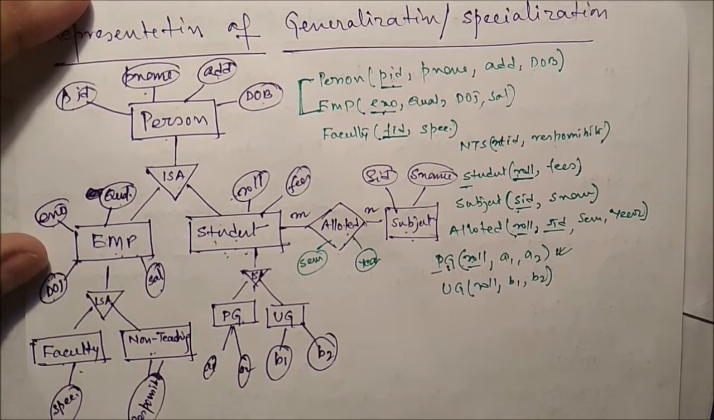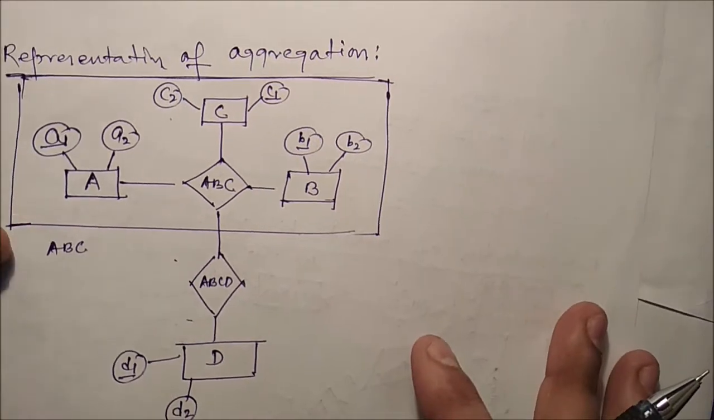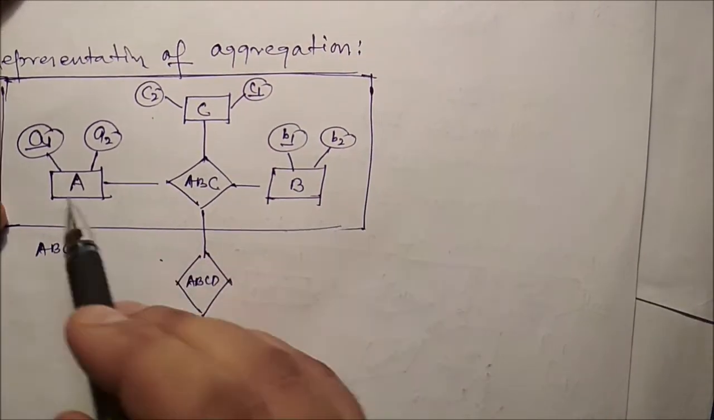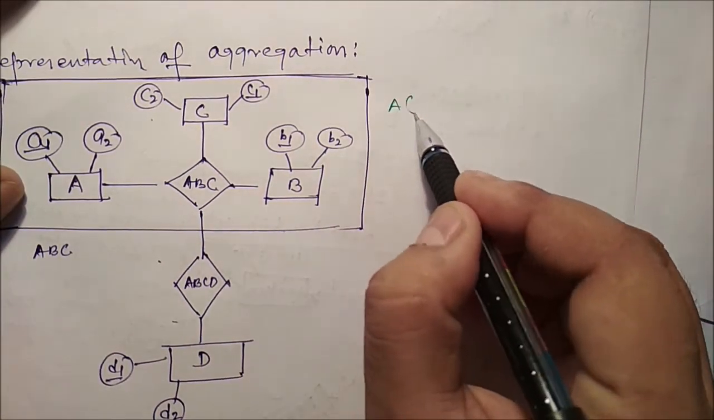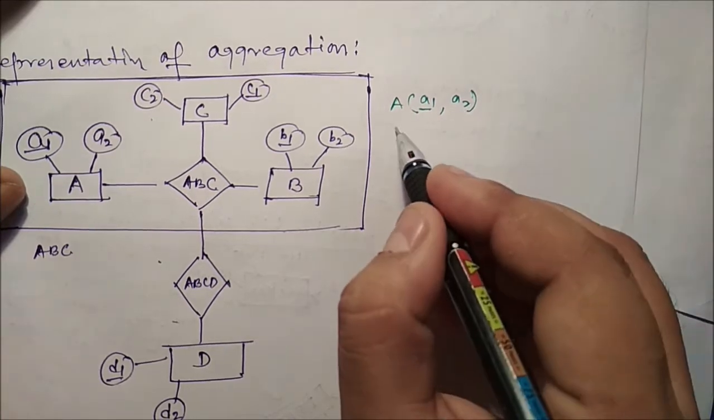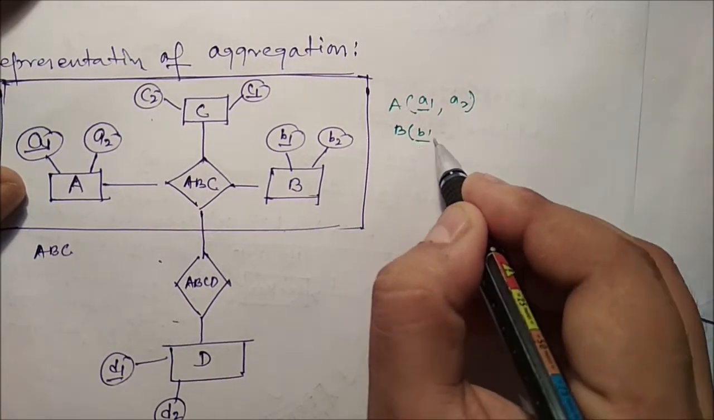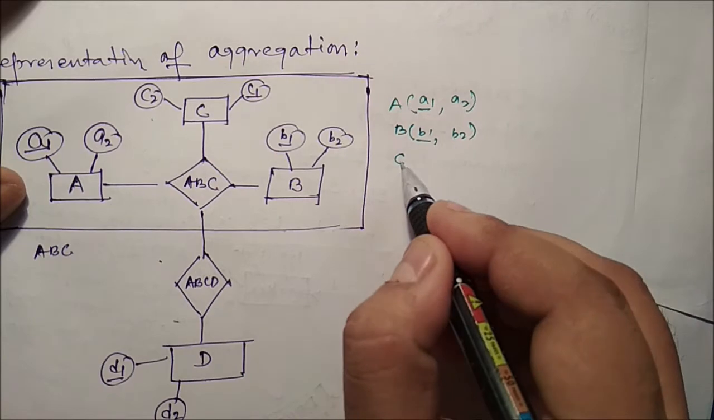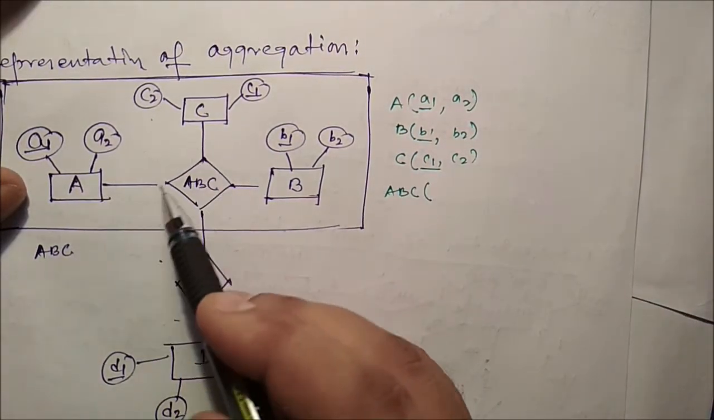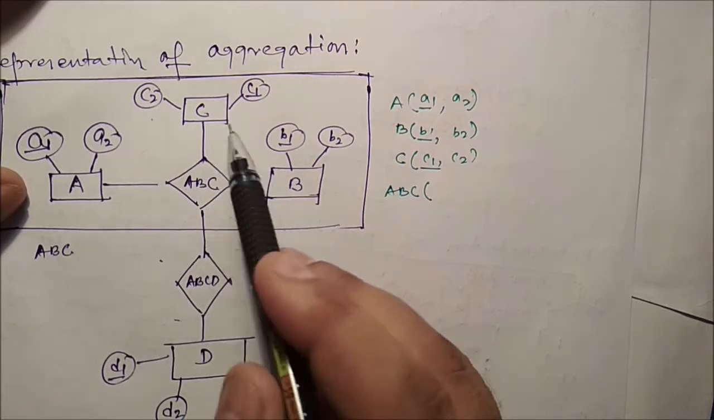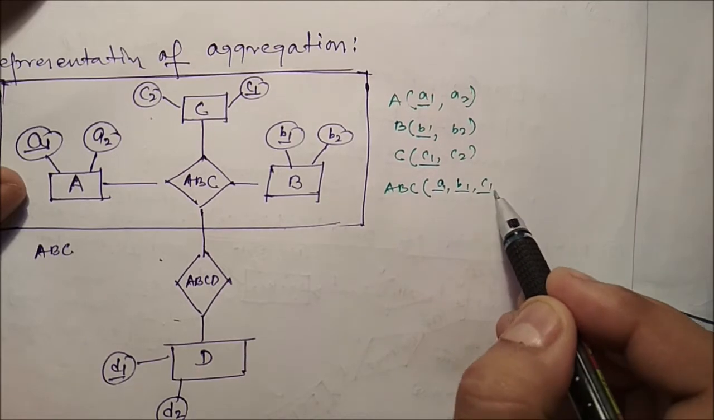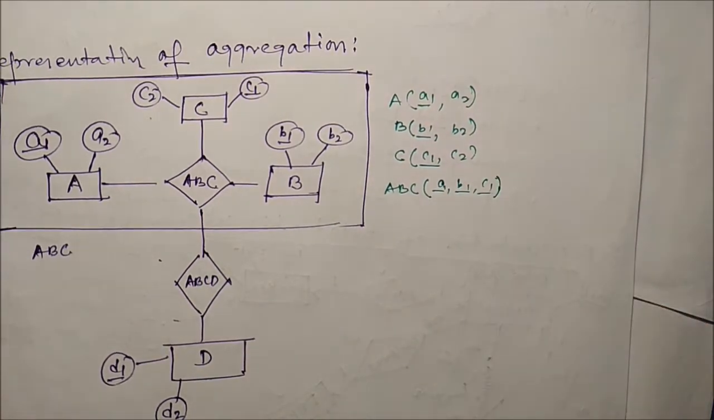Are you getting this one? Next is the representation of aggregation. Now if there is aggregation, we need one table for A where A1 is the attribute, A2 is there. If it is B, B1 is the attribute and B2. And if it is C, C1 and C2. Now for ABC we need an attribute from each and every entity set. So ABC has A1, B1 and C1. Are you getting this one?